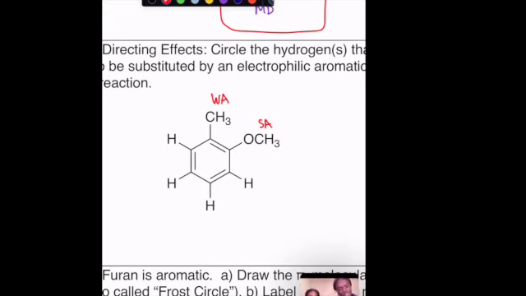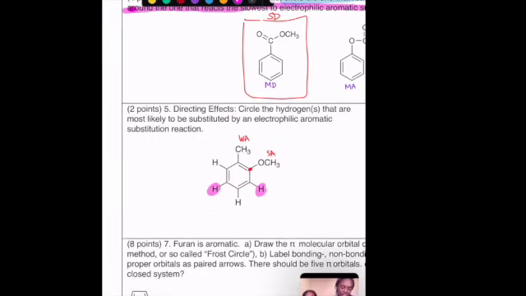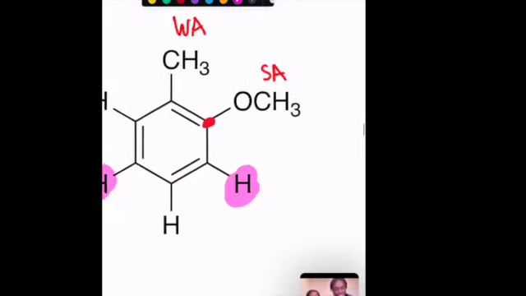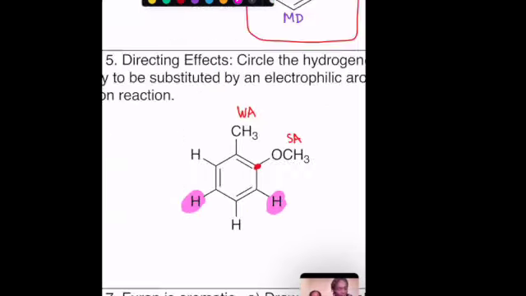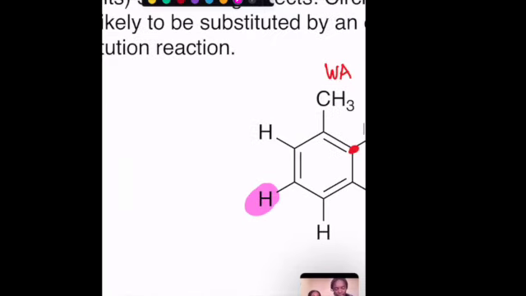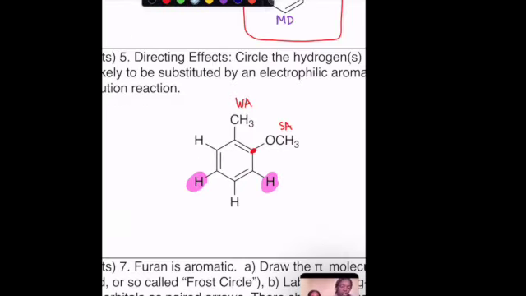So this is the carbon that's here. What's ortho to that carbon? This hydrogen. I'm just going to highlight it because we don't know the answer just yet. And then what's para to that? This one. Make sure you read: circle the hydrogens that are most likely to be substituted. Is there anything holding this H back? No. Is there anything holding that H back? No. So we can circle both of those.